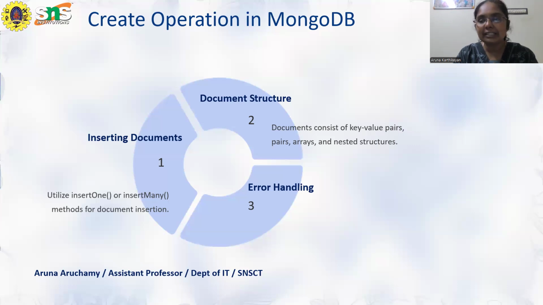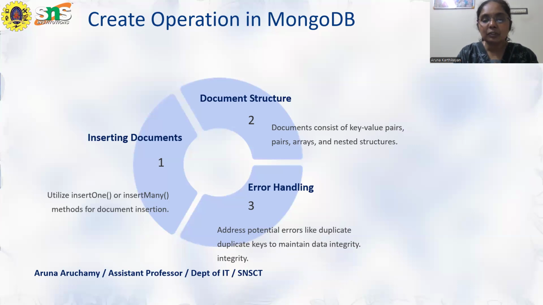An array is nothing but a collection of similar data. So we can store similar data with the help of an array. This is the structure, and next is how we can handle errors. Here we can address duplicate keys. Addressing duplicate keys shows an error, which is needed for maintaining data integrity, so I have to follow this. These are the three things possible under the create command.